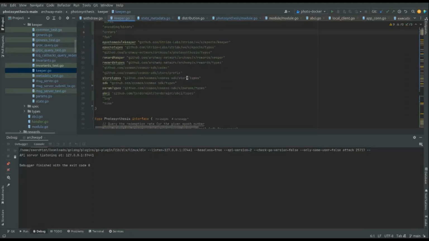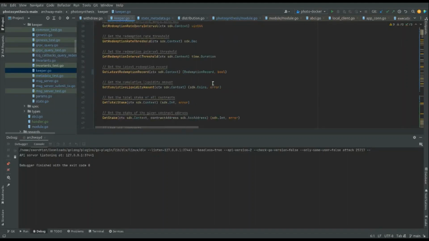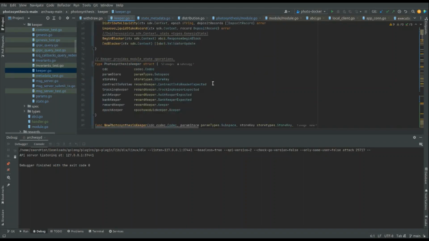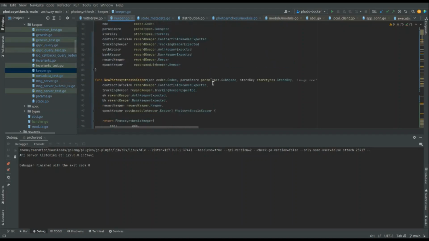Good morning. In this code walkthrough, I'm going to showcase important components of the Photosynthesis system. I'll start with the most important component of the system, the keeper module. Here are the important methods in the keeper.